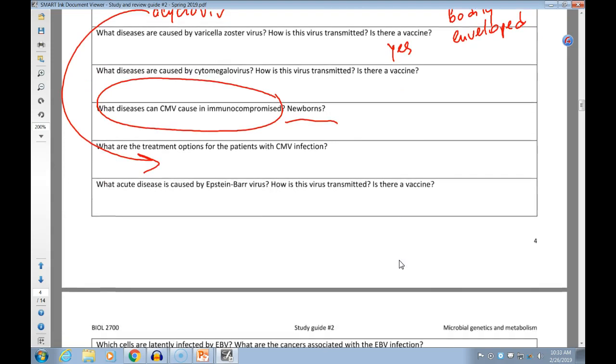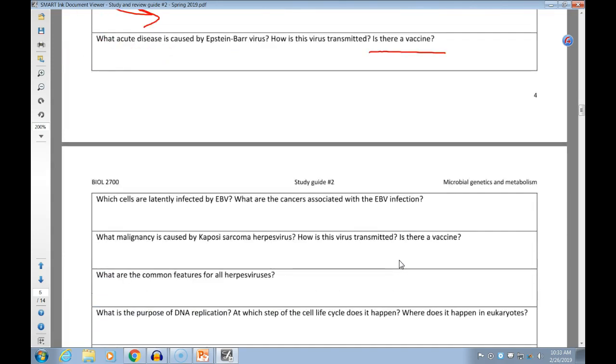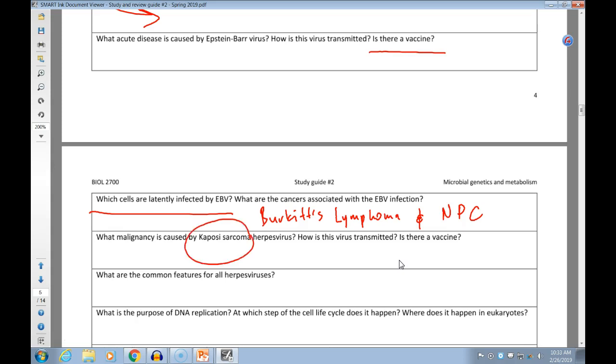Epstein-Barr virus causes infectious mononucleosis. It's transmitted by bodily fluids. There's no vaccine. It can progress to develop two types of cancers: Burkitt's lymphoma and nasopharyngeal carcinoma. B cells are latently infected by EBV. Kaposi sarcoma herpesvirus, guess what? Causes Kaposi sarcoma. Skin disease, virus is transmitted by bodily fluids, no vaccine.